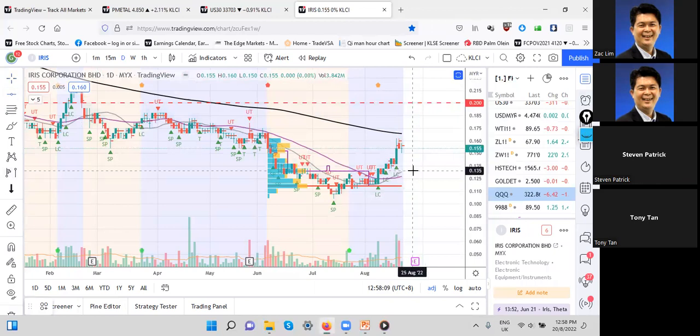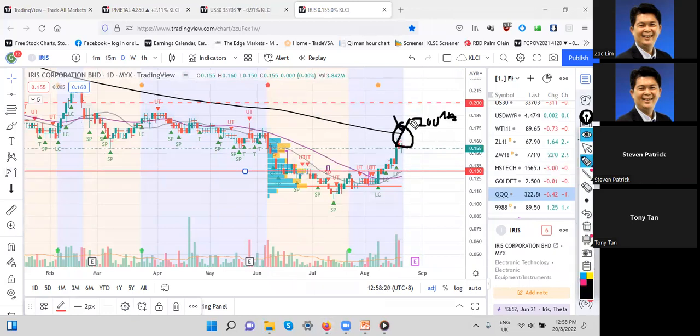If it fails to break up higher, then your pullback will be somewhere here. Because here is actually the old resistance that already broke and now becomes your support, it will be around here. If the momentum can break up here stronger and continue with volume, then it will be a very good rebound. But for this kind of stock, a rebound back to this level will be much safer for you to enter.